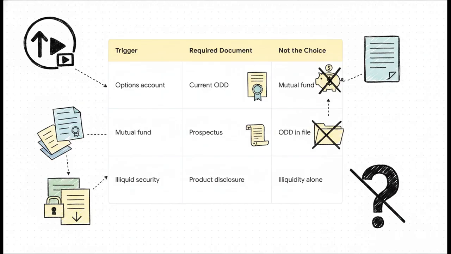Now, if the trigger is a mutual fund, you provide the mutual fund prospectus. An options disclosure document already sitting in the file does not satisfy the mutual fund disclosure. And what if it's an illiquid security? Well, identify the actual product and provide the disclosure applicable to that specific product. Illiquidity alone does not select the document.